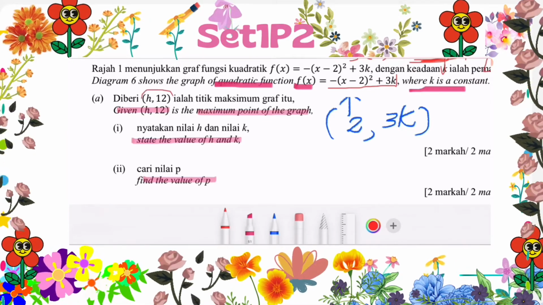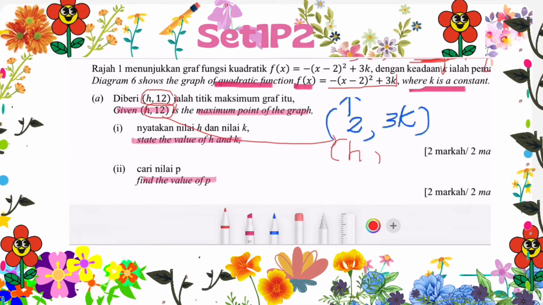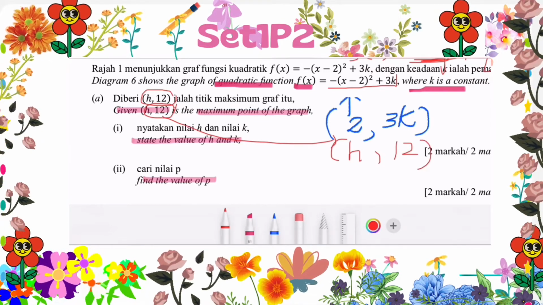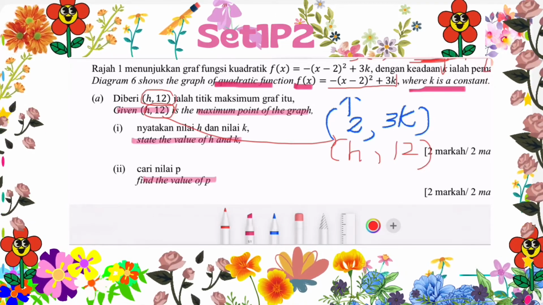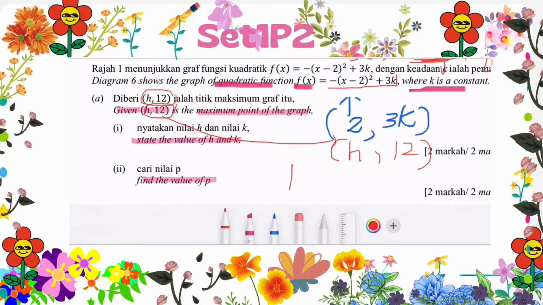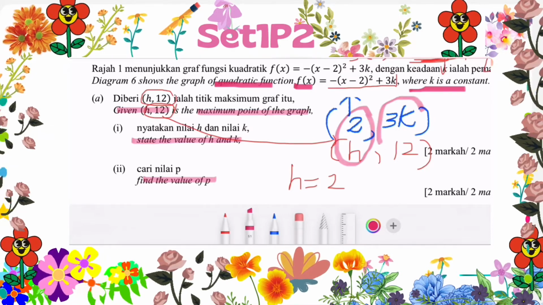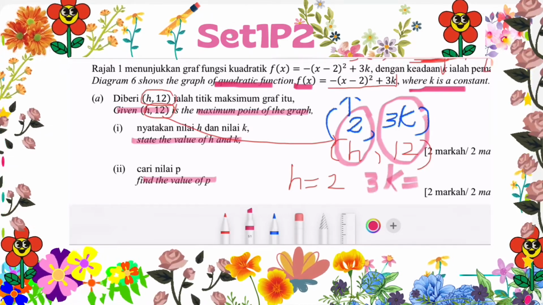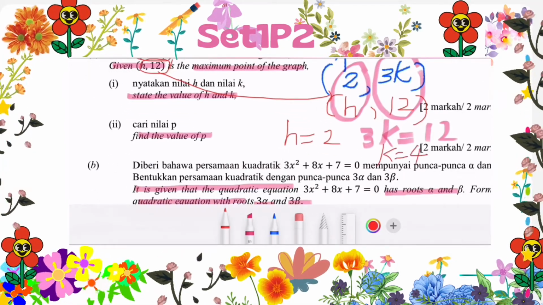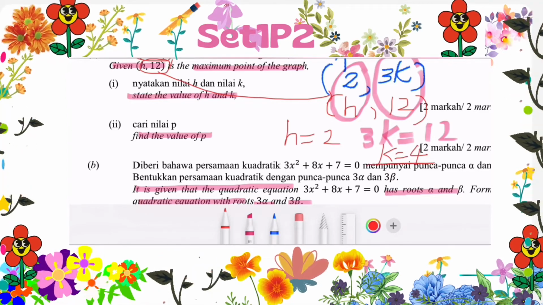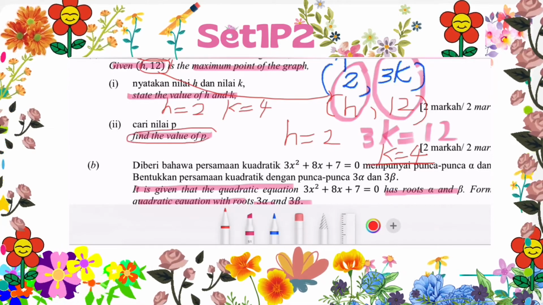So the maximum point given, that means we can just say it is the same as (h, 12). So then we can solve: h is 2. Right? h is 2, and then the 3k is 12. So we just do comparison by looking at this one and this one. 3k is 12, so that means k will be equivalent to 4. Right, so we have solved part 1. h is 2, k is 4. Find the value of p.